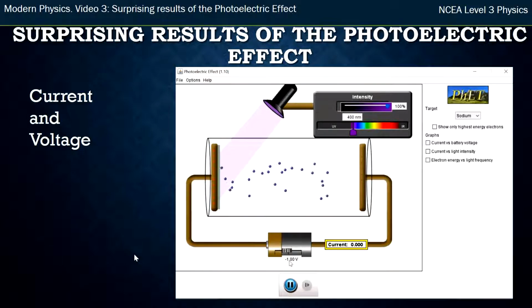The voltage decelerates the electrons. We can measure what voltage that is, and really what that means is that voltage is a measure of the energy of the most energetic electrons. So current is how many electrons are being ejected, and voltage is effectively what it takes to stop the electrons, effectively rob them of their kinetic energy. So therefore voltage is a measure of the energy of the electrons.